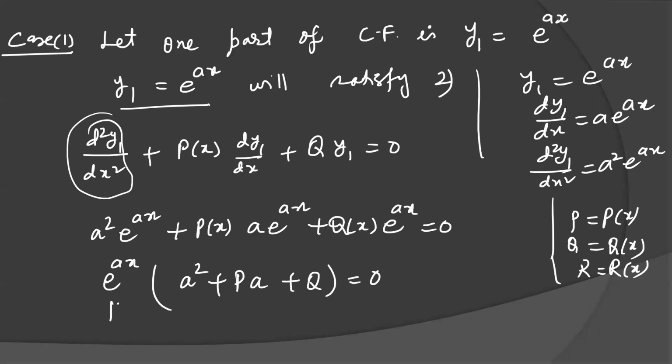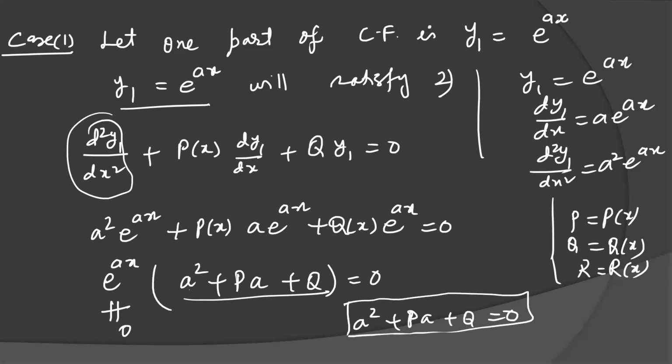And we know that the exponential function is never 0. The product of these two factors is 0 and one factor is non-zero. It means the second factor will be 0. So a square plus pa plus q will be always 0. So this is the condition when one part of CF is e to the power ax, then p and q satisfy this important relation. Let's see some cases, or some values for some values of a. Let's see some remarks.